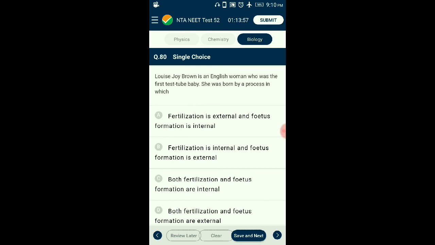The ovum from the wife or donor and sperm from the husband or donor are fertilized outside the body to form a zygote. Under similar conditions, the zygote is later transferred into the uterus for further development of the embryo into the fetus. So the answer is option A. Fertilization is external and fetus formation is internal.